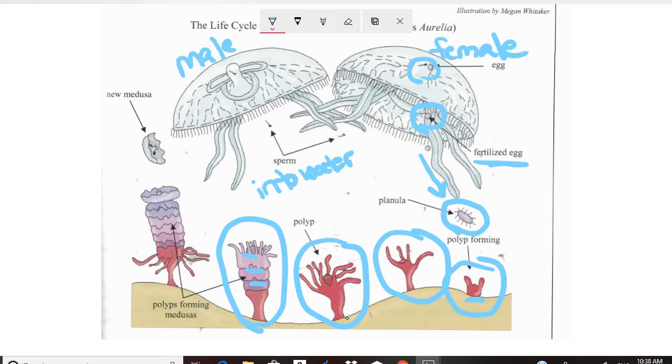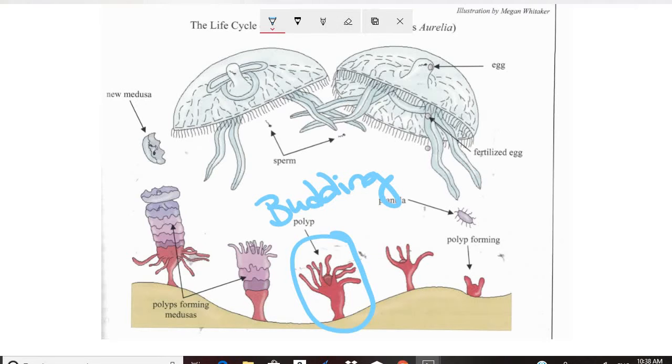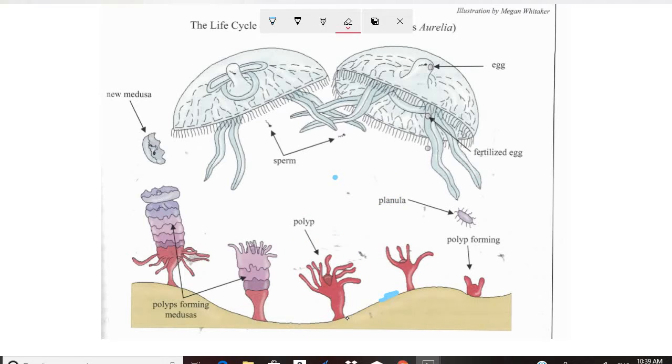Now, I mentioned to you previously the polyp form can reproduce asexually because they can do budding. So this polyp form, any of these organisms here in the polyp form, they can form a bud, and then that bud will grow and break off and eventually land on the ocean floor and develop into a jellyfish. So both asexual and sexual reproduction can occur in the jellyfish.